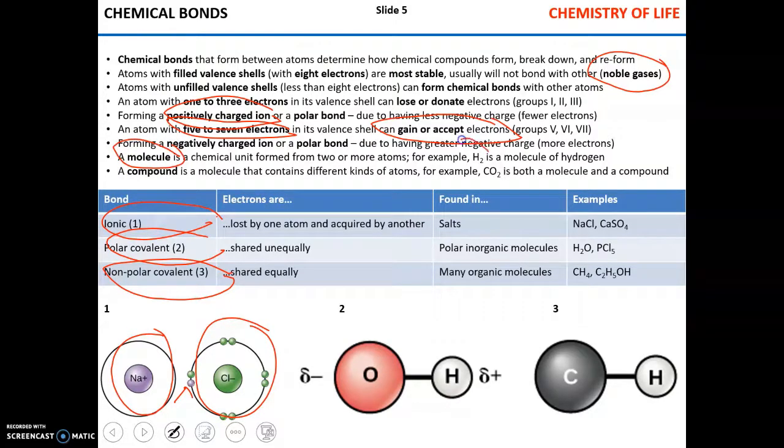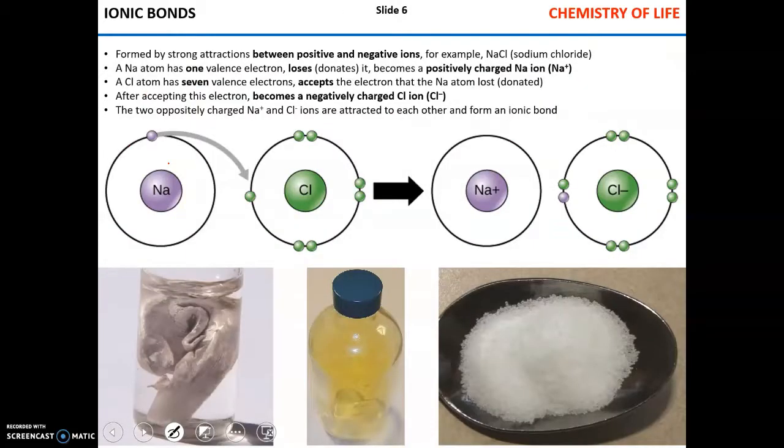Now, hydrogen, for instance, is a molecule that is formed by 2 identical atoms. Okay? A compound is also a molecule, but it has to contain different kinds of atoms. For example, carbon dioxide or water are compounds. So hydrogen is not a compound, but a molecule. CO2 is both a molecule and a compound.